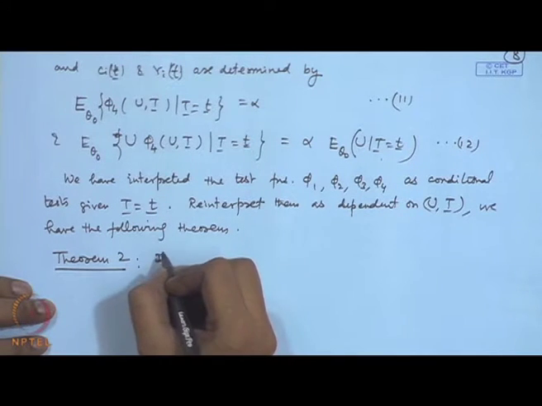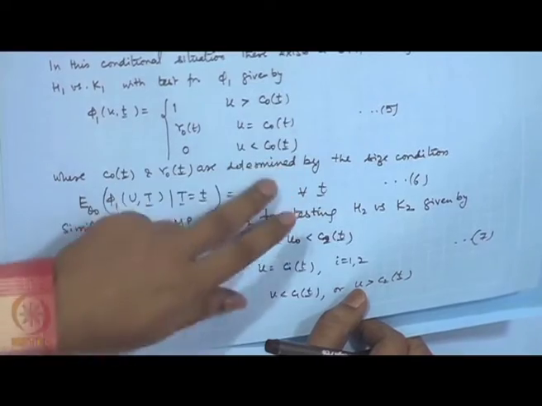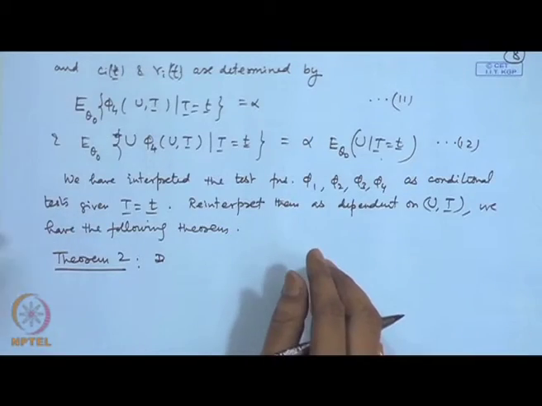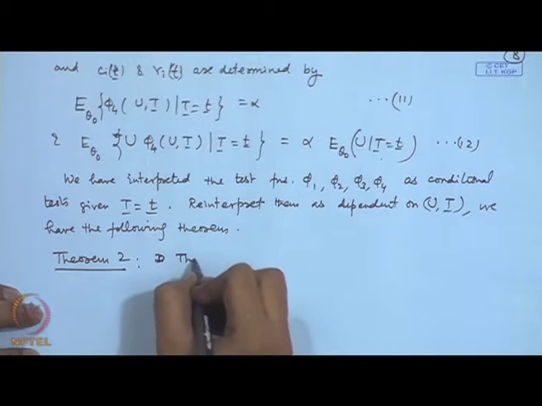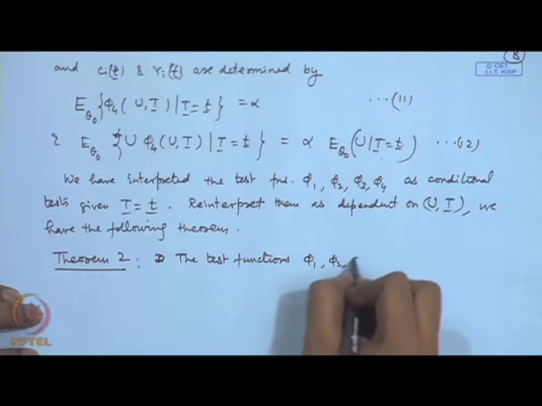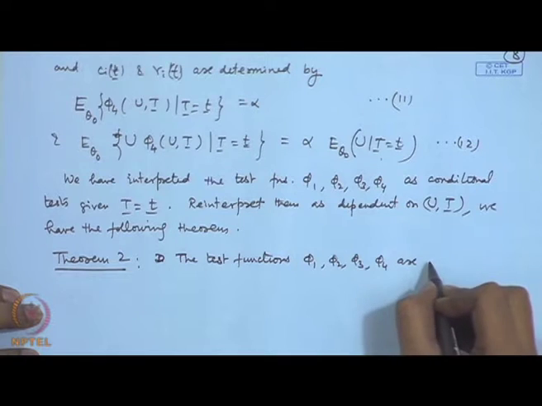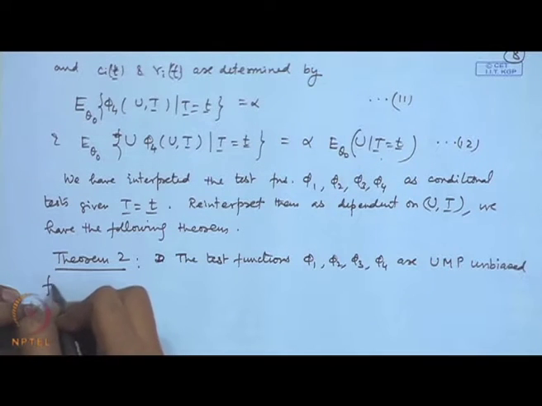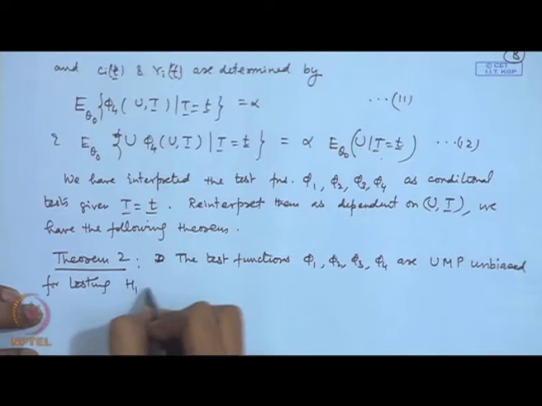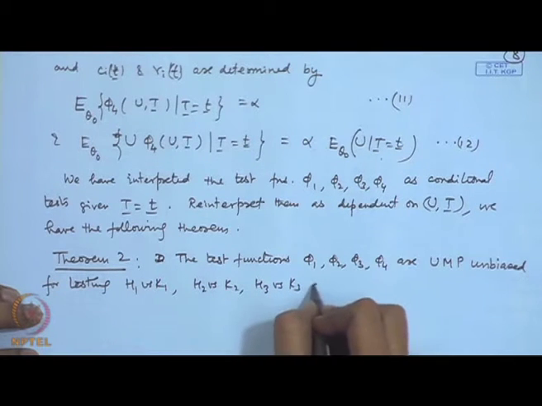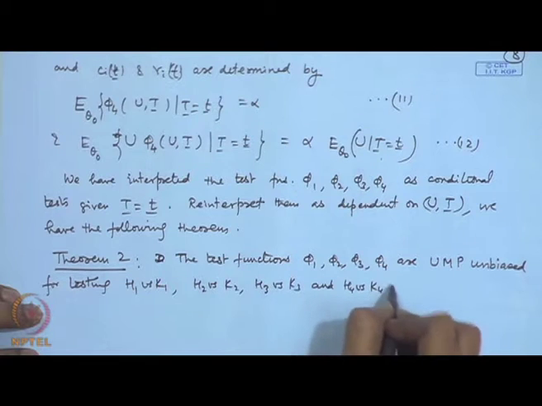So, the test functions phi 1, phi 2. So, phi 1 is defined by these two conditions, phi 2 is defined by these conditions, phi 3 is defined by these conditions, etc. So, the test functions phi 1, phi 2, phi 3, phi 4 are UMP unbiased for testing H 1 versus K 1, H 2 versus K 2, H 3 versus K 3 and H 4 versus K 4 respectively.